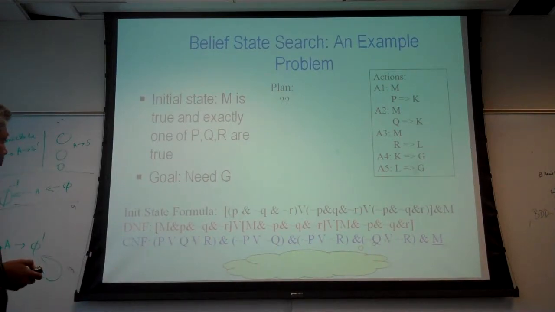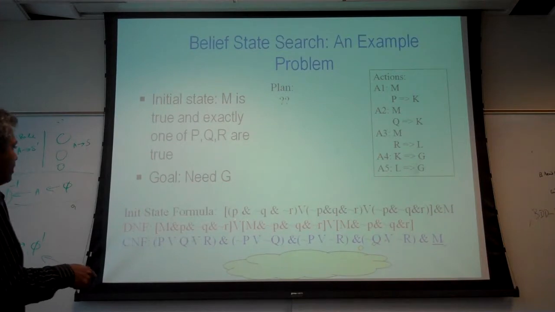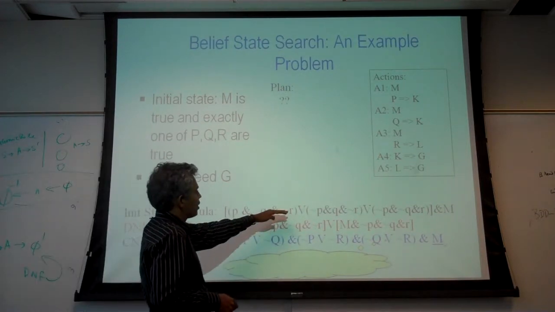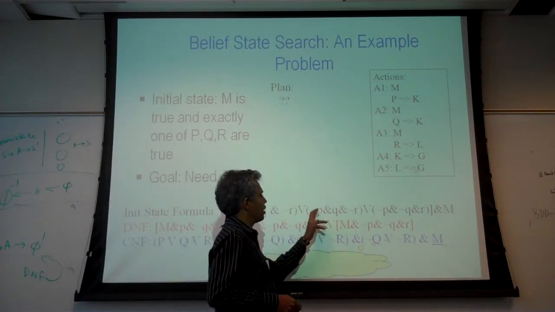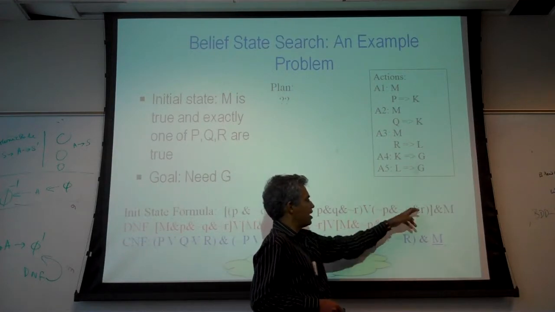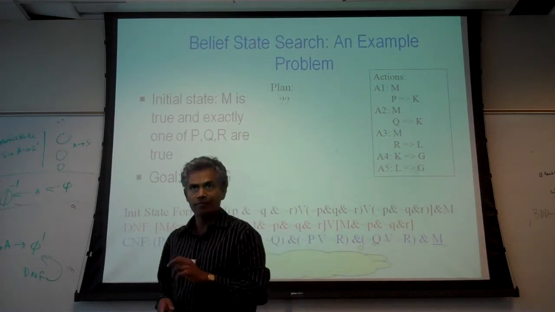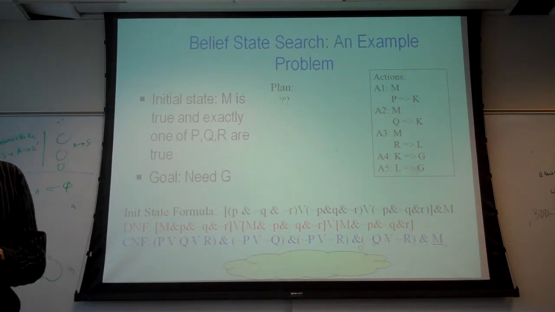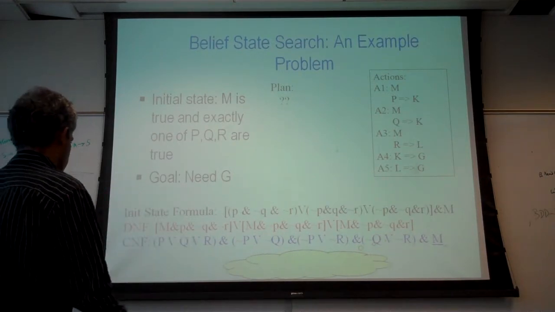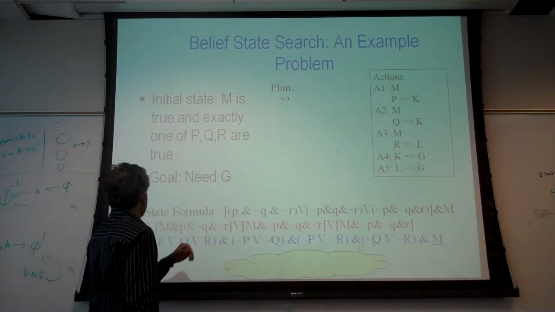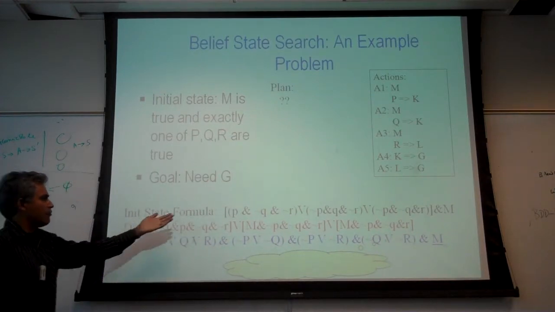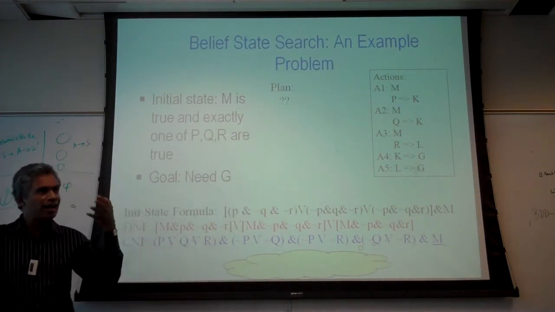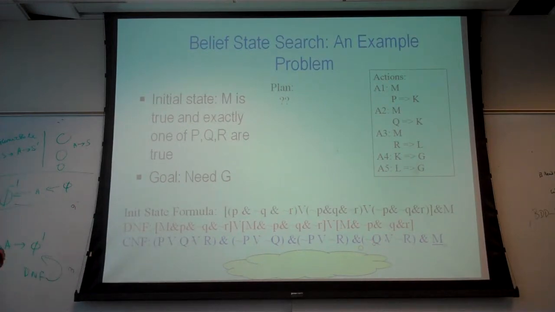So M is true, and either P is true and Q and R are false, or Q is true and R and P are false, or R is true and P and Q are false. Only one of them must be true. So if this is your initial state formula, you can of course write this as a BDD. We would not talk about that; anything can be done in BDD.